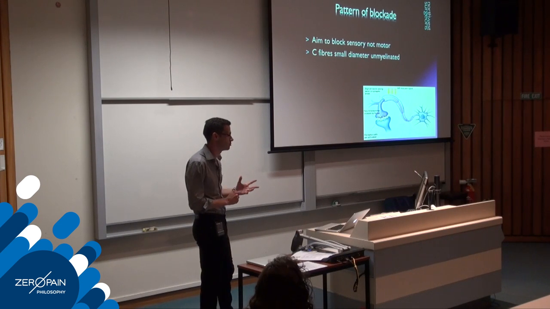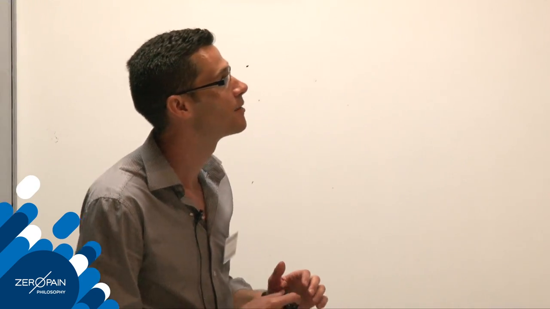Of course, we ideally want to block our sensory nerves and not the motor nerves, but invariably, yes, we do block motor nerves. It's not a massive disaster, but we're aiming to block the C fibers, the small diameter unmyelinated fibers. Because they're small, they are more susceptible to local anaesthetic blockade. The motor nerves are a little bit more resistant. So the C fibers should become blocked first, so you get sensory block, but you can still maintain some motor function.